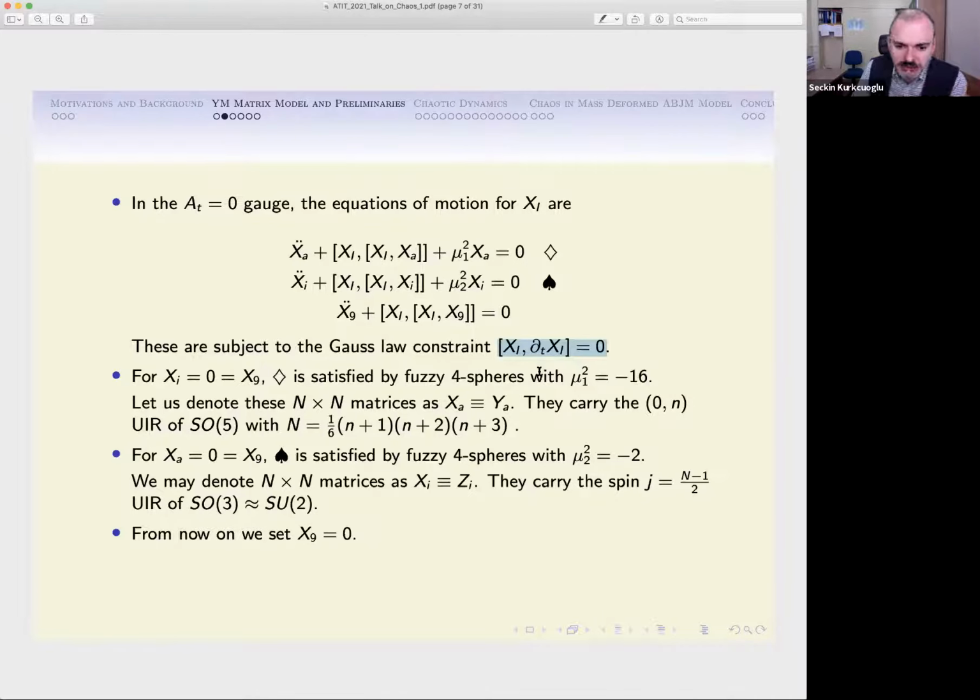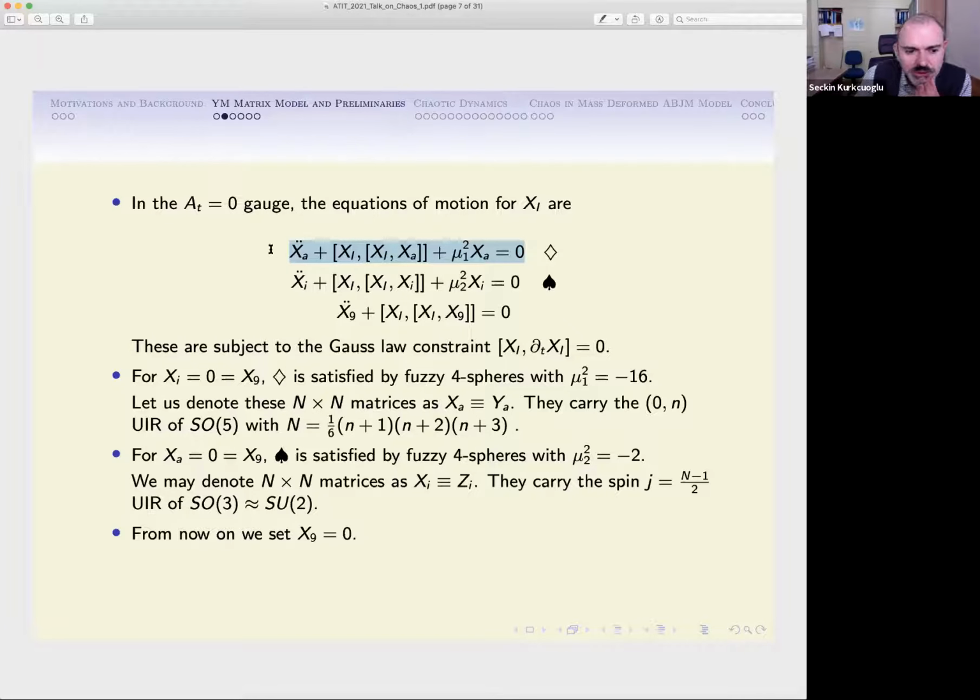Now, if you look at the diamonds and spades, the situation is the following. Forget about x9, we will set x9 equal to 0 anyway. But if you set, for example, xi, that is x6, 7, and 8, to 0, then all you are left with is this first equation, the diamond, and the capital I only runs from 1 to 5 then. That's because these x6, 7, and 8 are deemed to be 0.